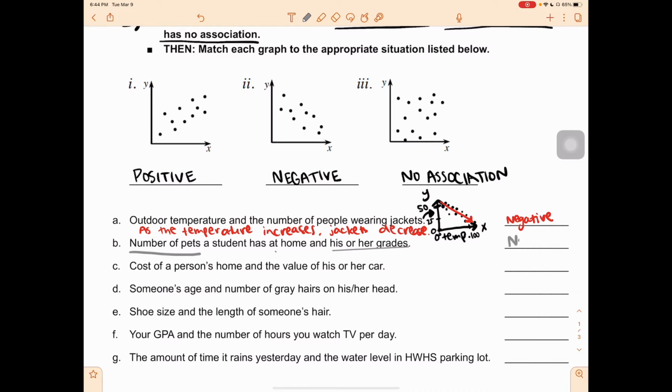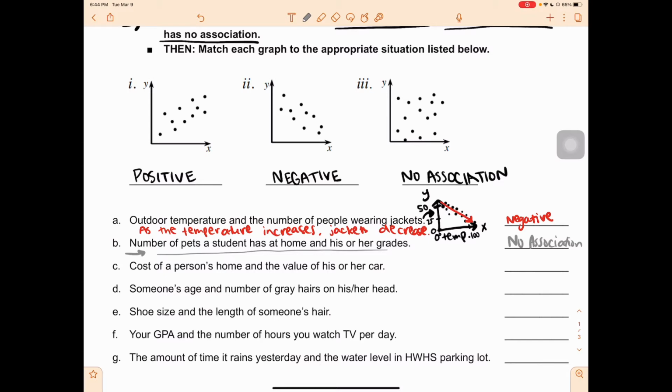So this one is no association. There's no relationship between the two things. One should not affect the other. And just for sake of time, I'm not going to write out all of the sentences because I don't want to make this video too long, but you can definitely write out sentences here. You would say there is no association between a student's number of pets and their grades.